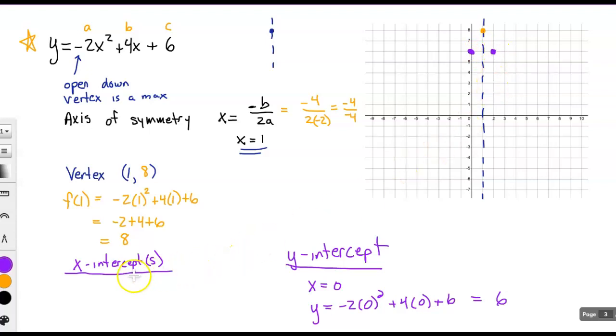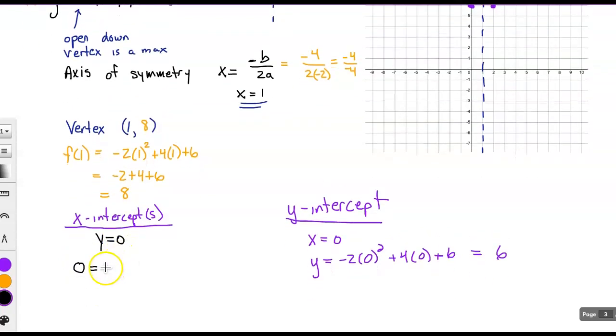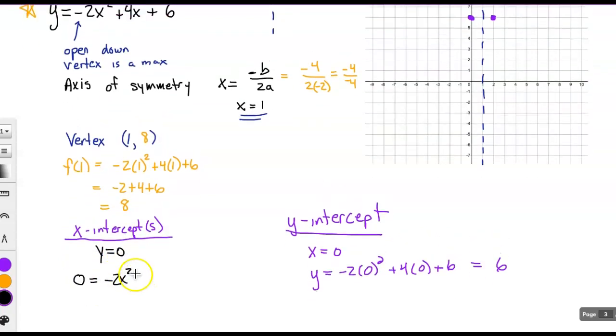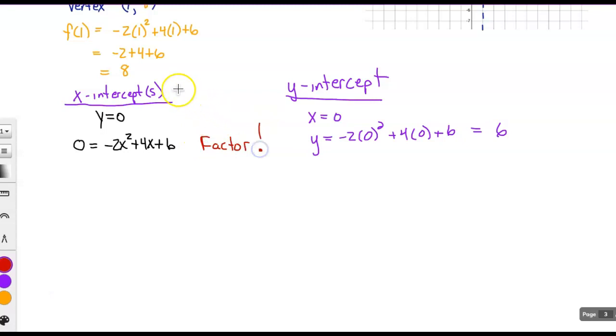Okay? Now, to get your x-intercepts, you're going to let y equal 0. So then if you go to your equation, you would get 0 equals negative 2x squared plus 4x plus 6. And every single time here, you're going to have to factor. So x-intercepts, just think factor. That's what's going to happen. I would factor out this negative 2 first. So that literally means divide every single term by negative 2.